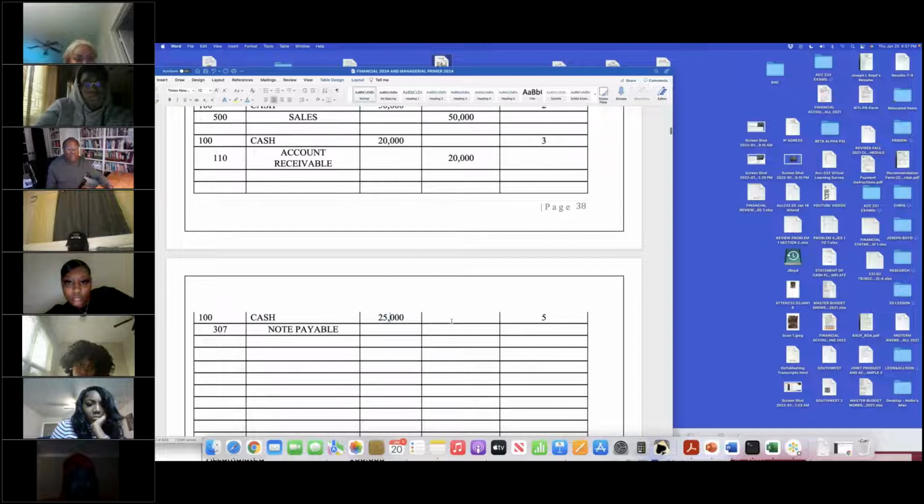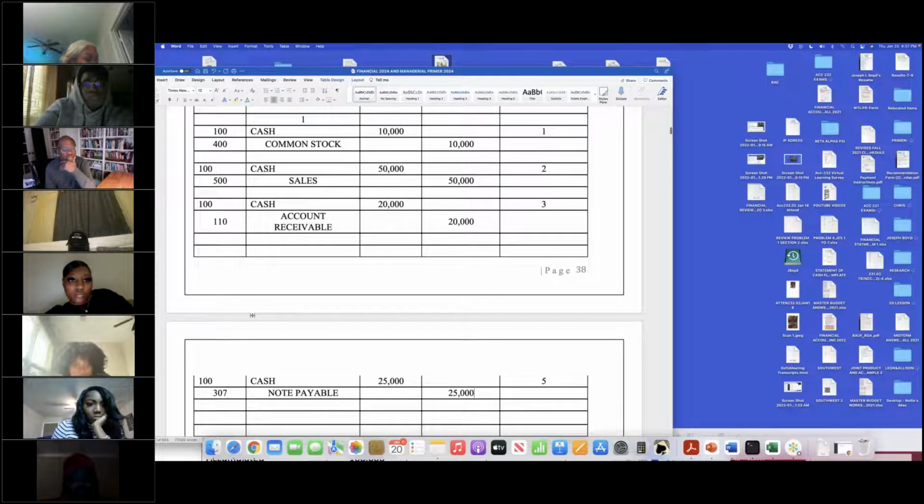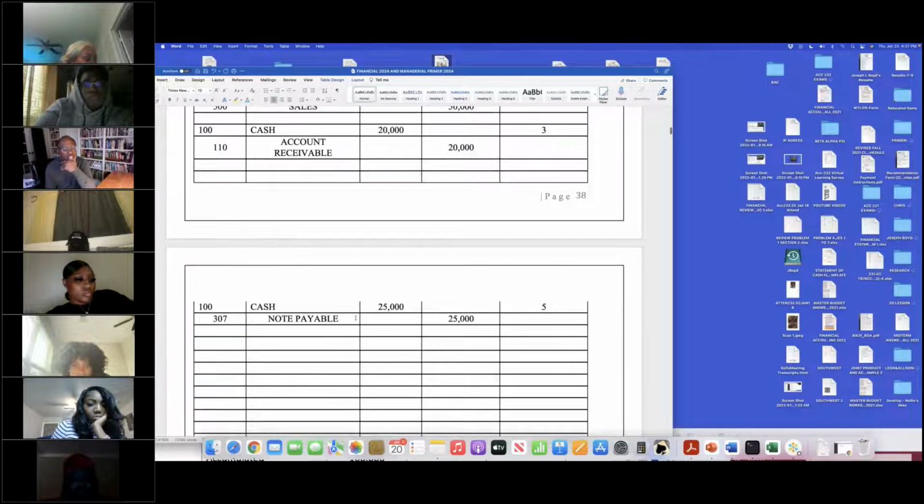Isn't notes payable 50? It's 350. Accrued liabilities is 307. Let's just make that notes payable. So let's switch it. We don't have many accrued, and this is a short-term note. So just correct it to that. It doesn't matter, just so you have it as a note payable.